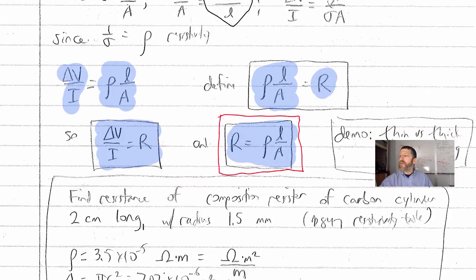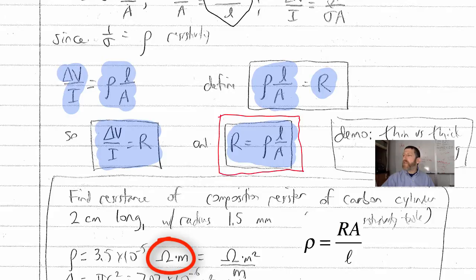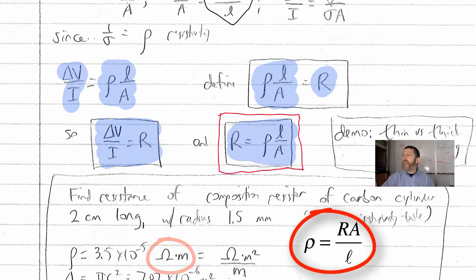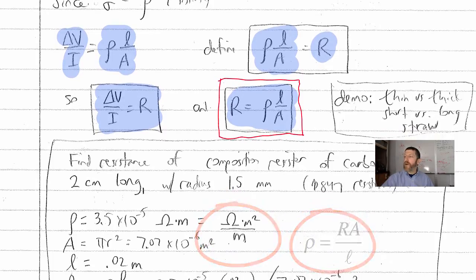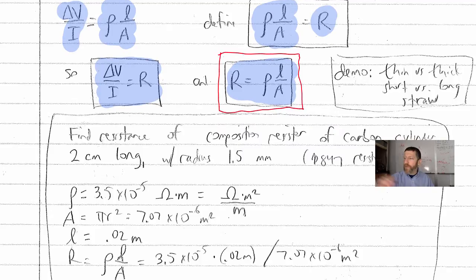The resistivity of copper. Notice the units of resistivity. The resistivity of copper is in ohm meters. That's because resistance is measured in ohms. If I solve for resistivity, it's resistance times A divided by L. So it's ohms times meters squared divided by meters. That's how you get ohm meters for resistivity, because it's the resistance times the area divided by the length. That gives you ohm meters.